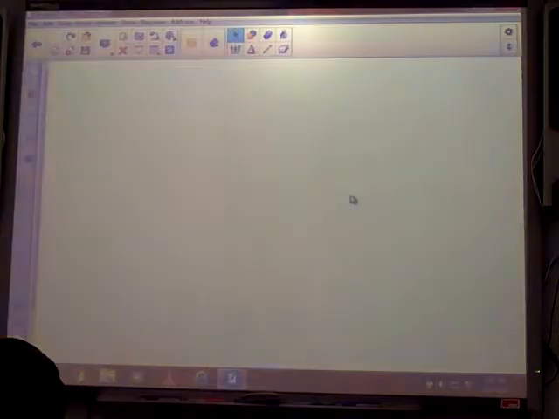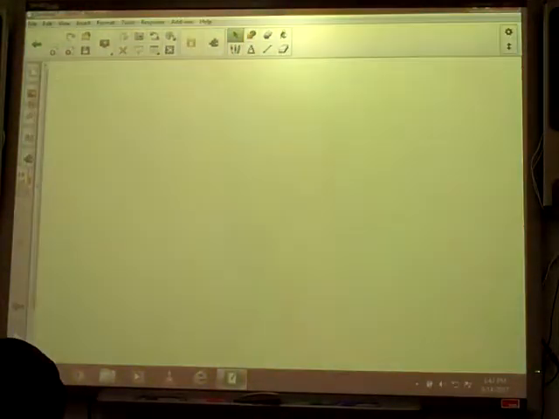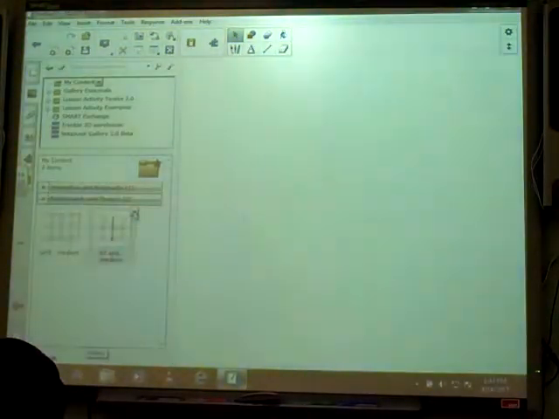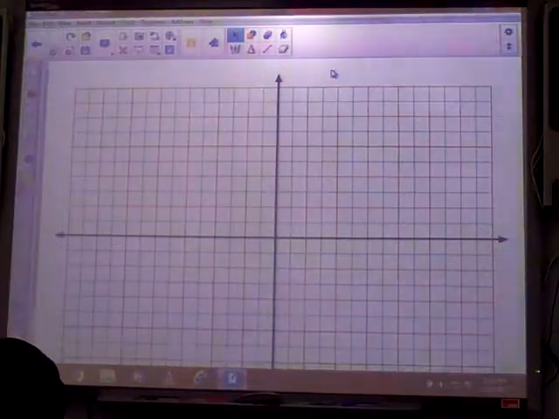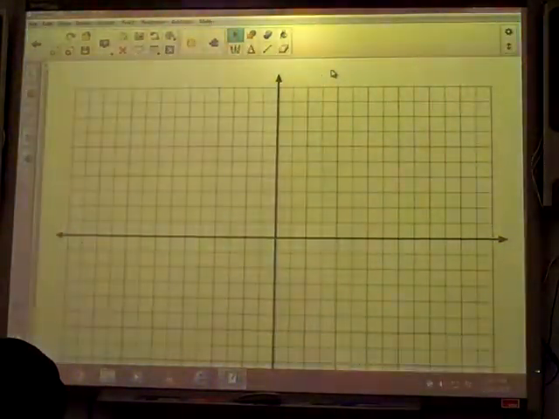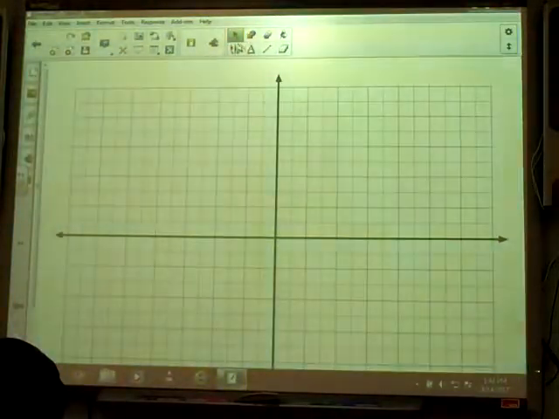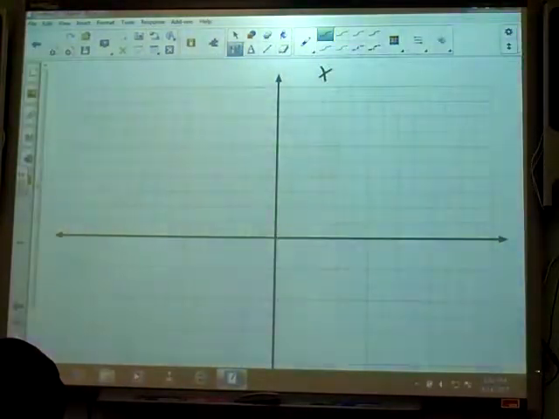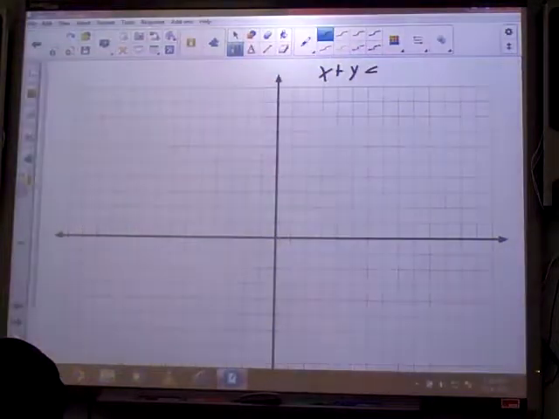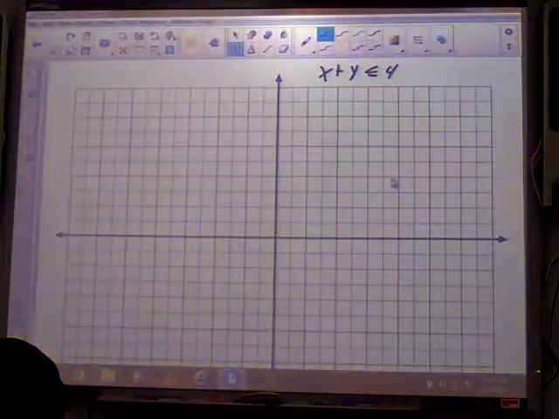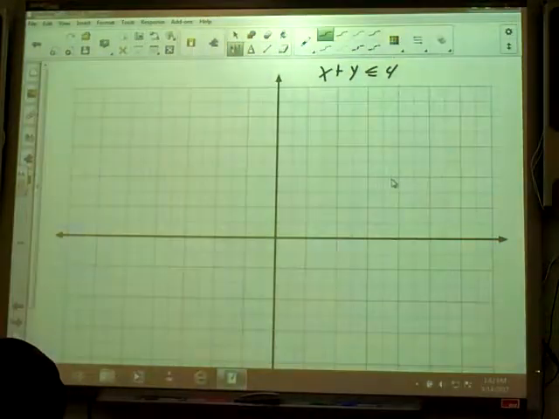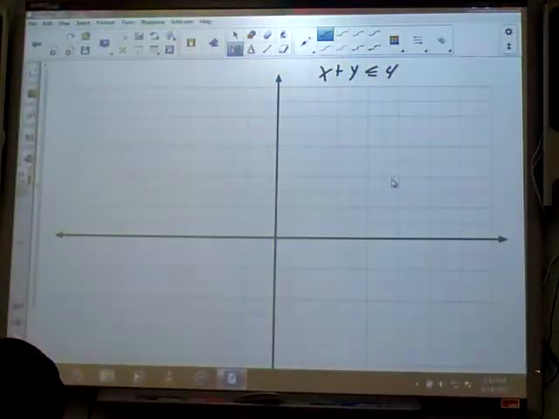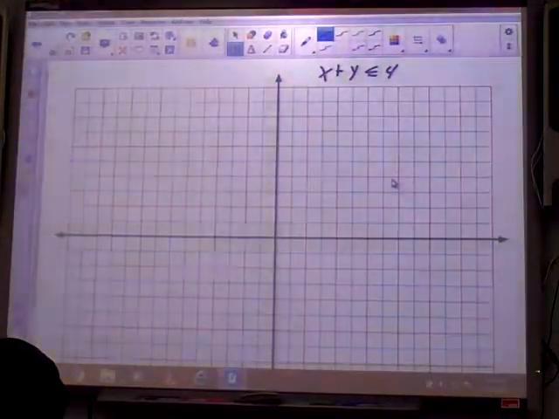Alright, I'm going to get my graph paper going. Linear inequality in two variables. You don't necessarily have to write that much of it. First thing we have to look at is the first line we're going to graph: x plus y is less than or equal to 4. That's what makes this different from the lines we've been graphing, because now we've got an inequality: greater than, less than, greater than or equal to, less than or equal to.